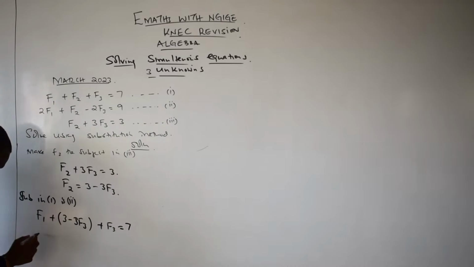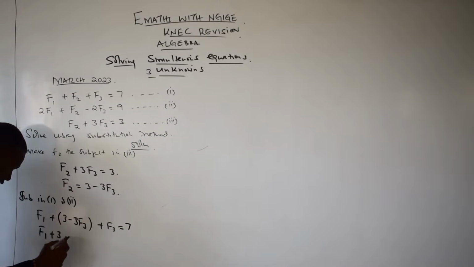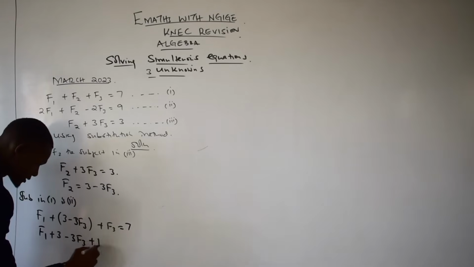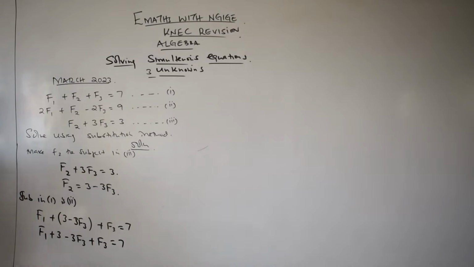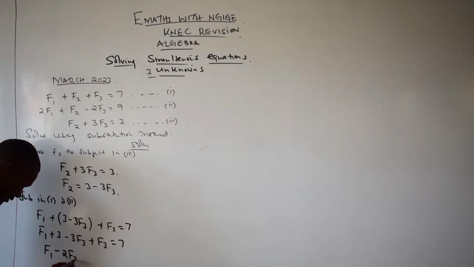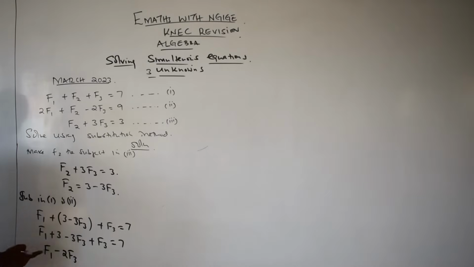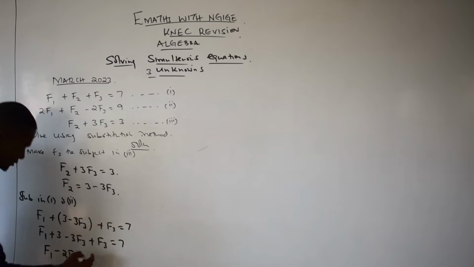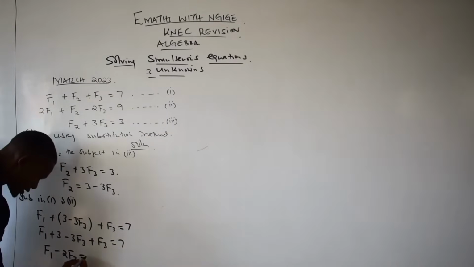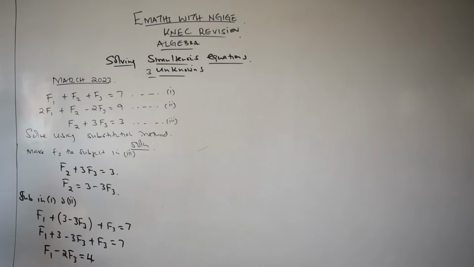Now opening up the brackets, we have f1 plus 3 minus 3f3 plus f3 equals 7. Now add the terms of f3 and take the constant to the right hand side. So we have f1, then negative of 3f3 plus f3, so you shall have minus 2f3. Then take this 3 to the right hand side because it is a constant. It is positive, so on the other side it becomes negative. So 7 minus 3 gives you 4.